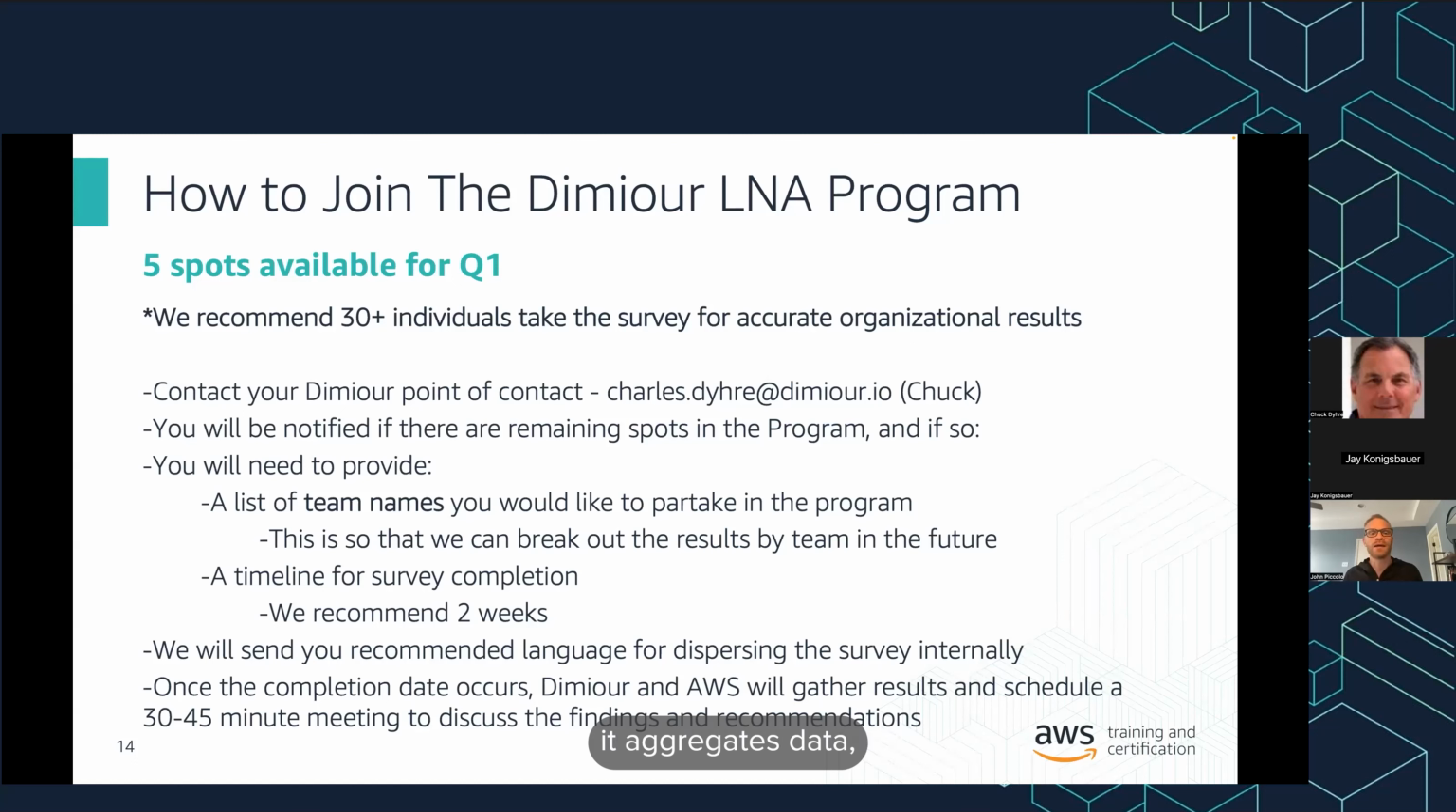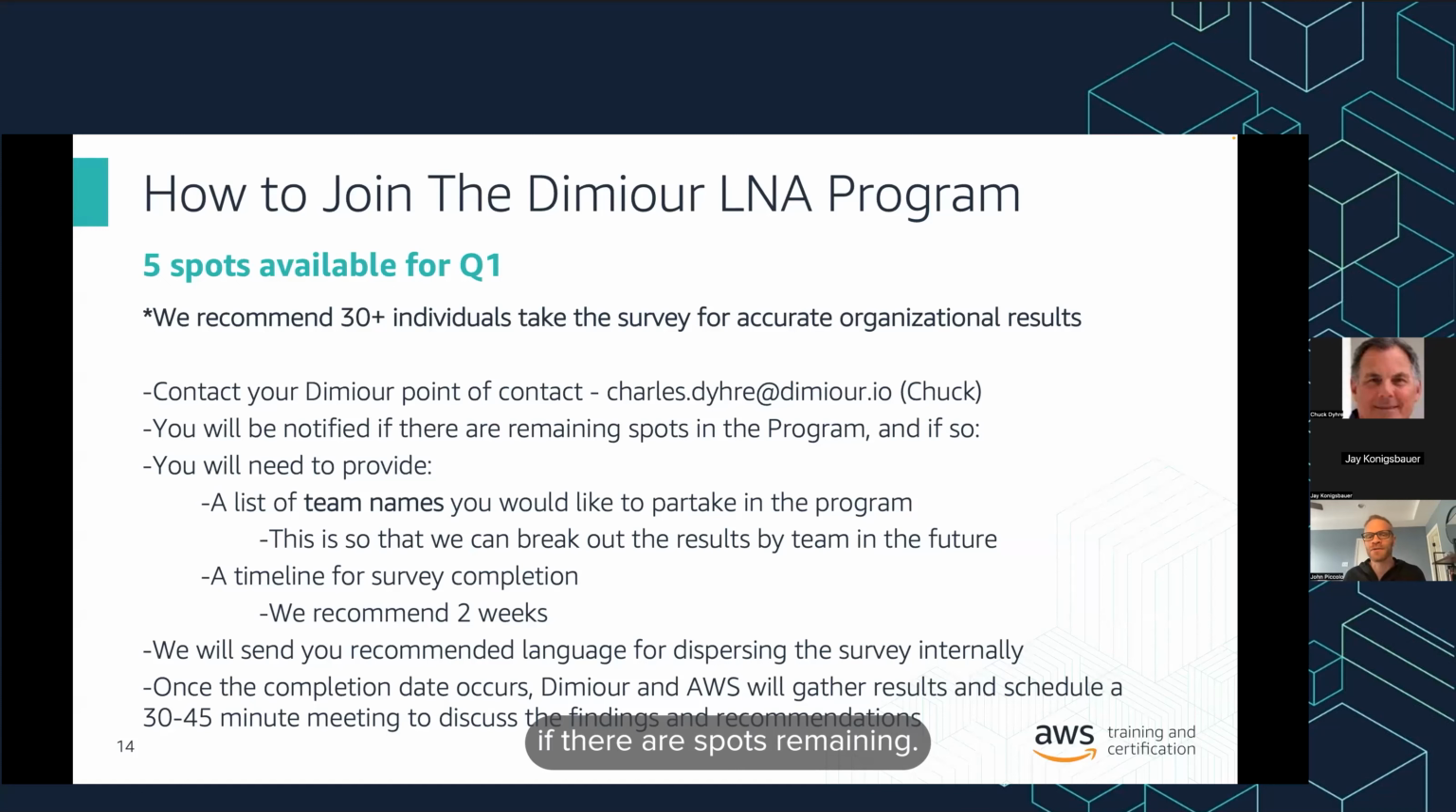It aggregates data. And that aggregation is exactly what you need to be able to look at your organization snapshot and see what's happening across those different categories. So if you have more people, definitely apply more. What we want you to do, if you are interested, is contact the Demure point of contact. In this case, I've added Chuck's information here. Please reach out to Chuck and ask about this. It's a great program. I recommend doing that as soon as you can.